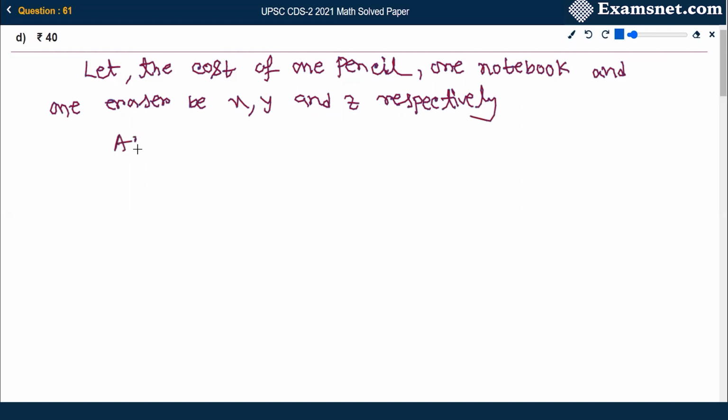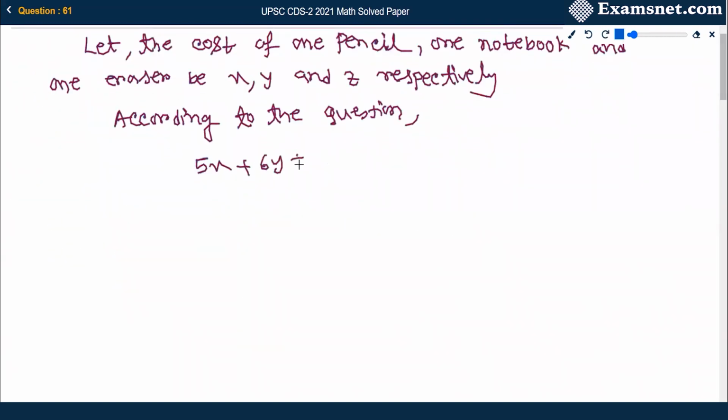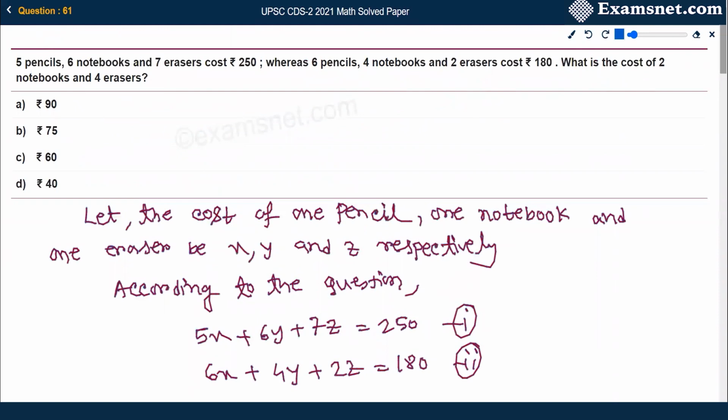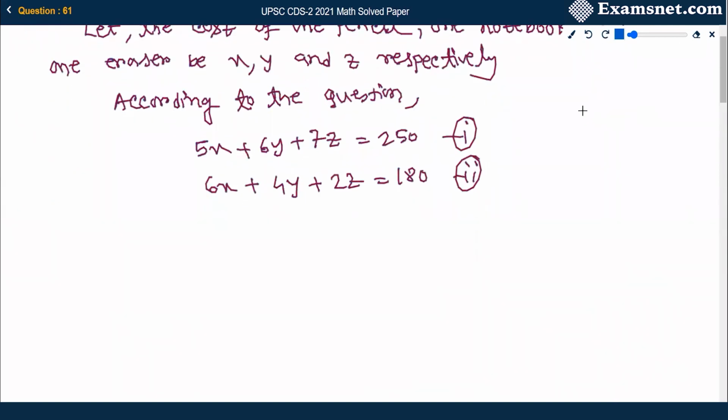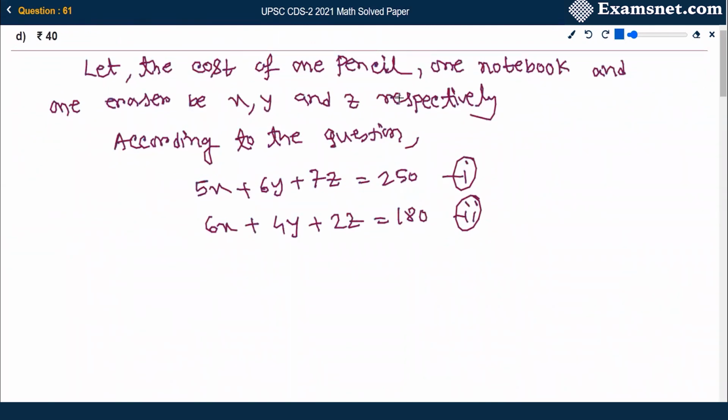Right? So according to the question, we can write the sum of 5 pencils, 6 notebooks and 7 erasers, it's probably 7 erasers in the first place, that is 250. Let's name it equation number 1. And the second case was 6x, 4y, 2z, 180. Let's name it equation number 2. Yes, 6 pencils, 4 notebooks, 2 erasers cost rupees 180. We just need to calculate them. Here we are asked to find only the cost of 2 notebooks and 4 erasers. So we have to cancel out the value for the pencil.